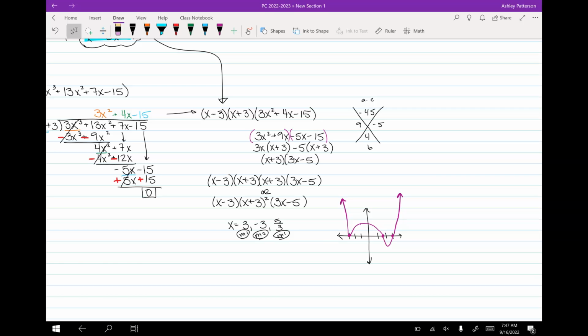Nice job, everybody. Okay, so in your groups, I've got 3 examples that I want you to do. Work together at your tables. Sorry, no whiteboards today. Work together at your tables and factor out the given factors. See if you can find the multiplicities, the sketch, the end behavior, all that good stuff.